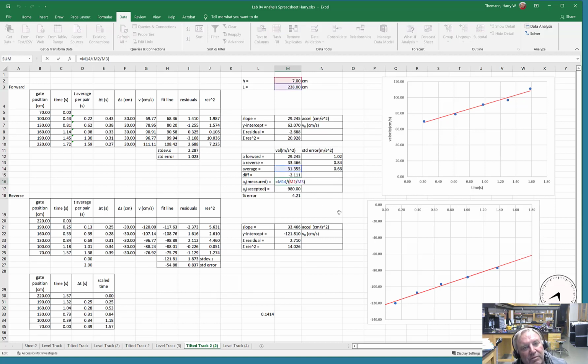So if you remember from the manual and the build-up, the acceleration of gravity is going to be the slopes, the average slope we measured divided by the sine of the angle. And that gets us the acceleration of gravity, and then we have an accepted value right here. So we have the average value again. We see how it's copied down.